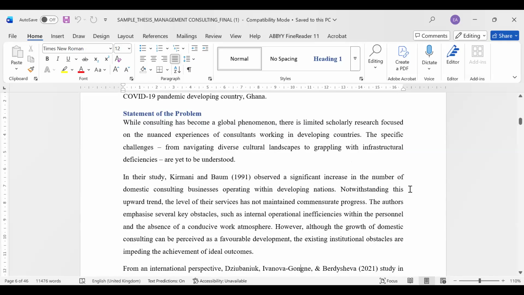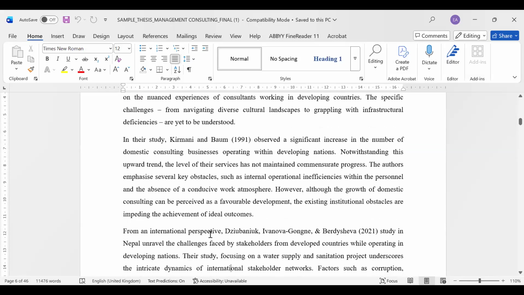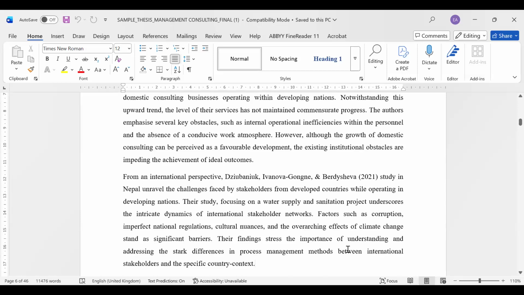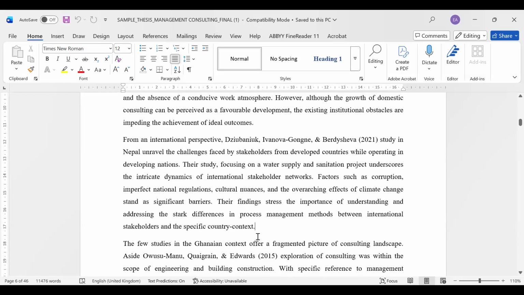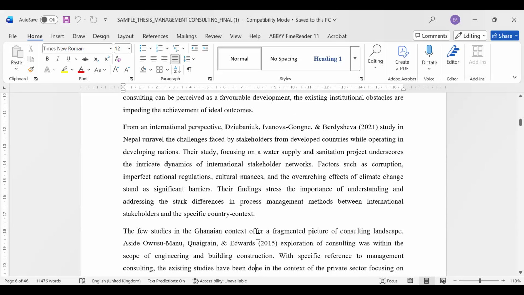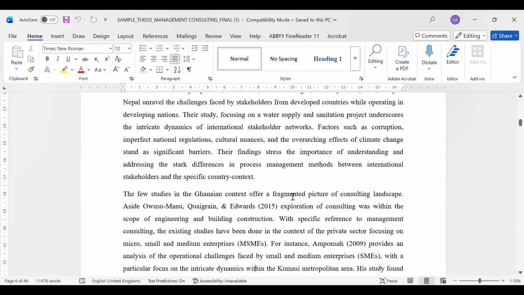But notwithstanding this, their level of services has not maintained commensurate progress, meaning that this has not been an upward trajectory. They emphasize key obstacles, such as blah, blah, blah. And then from an international perspective, a study done in 2021 in Nepal showed challenges, blah, blah, blah. Their study focused on blah, blah, blah, factors such as stress. So you've done global studies. Now you're coming to the Ghanaian context. The few studies in the Ghanaian context offer a fragmented picture.